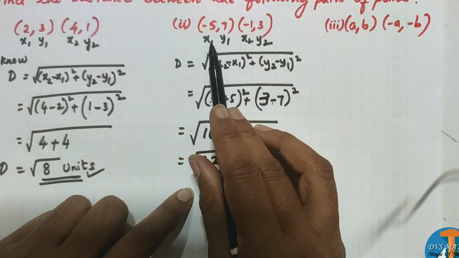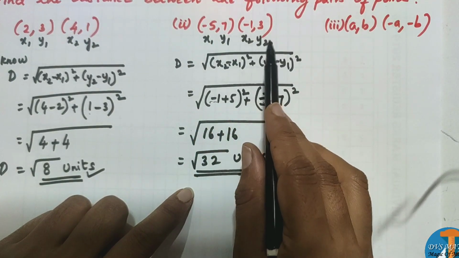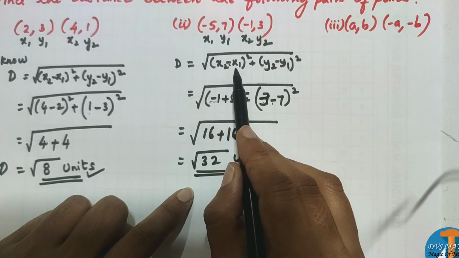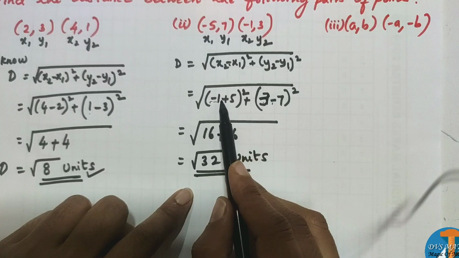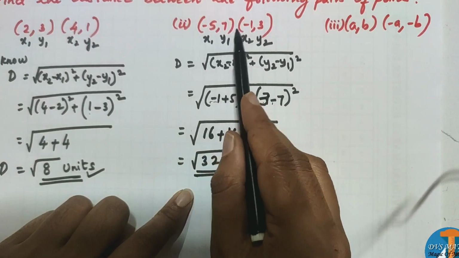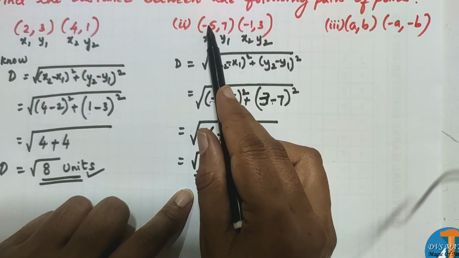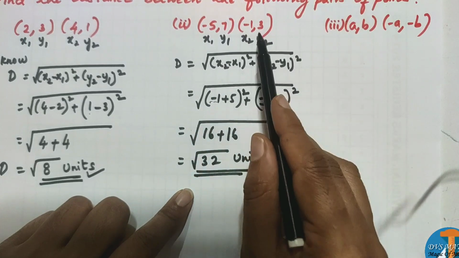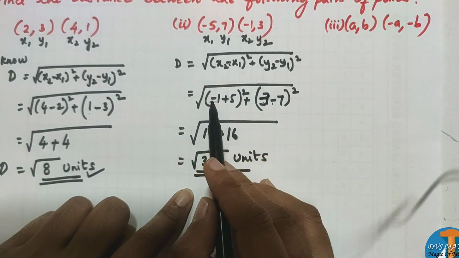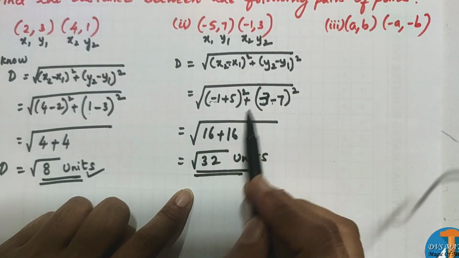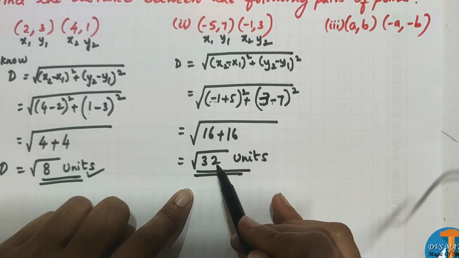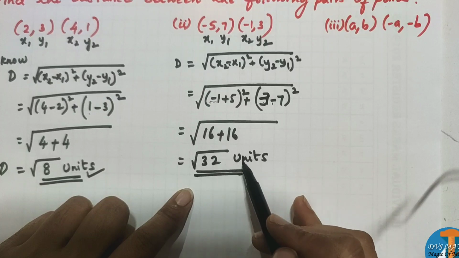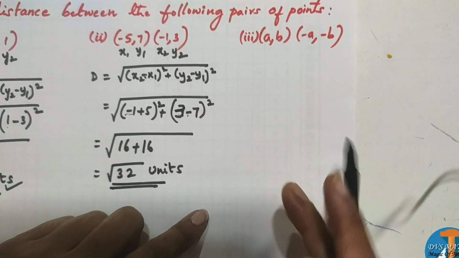So again I am repeating. Write x1, y1, x2, y2. Write the formula, that is x2 minus x1 whole square, y2 minus y1 whole square. Now substitute it. x1 is minus 1 minus of minus 5, so it is plus 5. 3 minus 7. So again here 4 square, it is 16. Here also minus 4 square, it is 16. 16 plus 16, it is 32. So root 32 units.